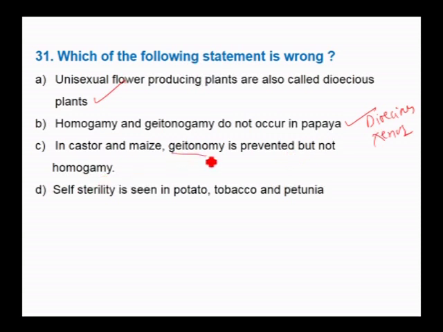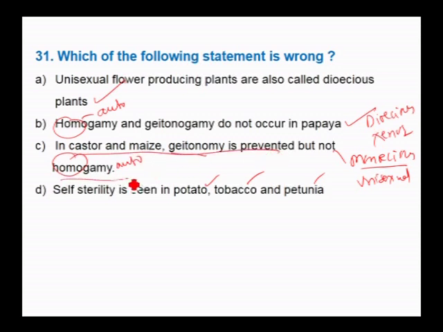See, homogamy or autogamy is prevented but not geitonogamy because these are monoecious. In monoecious plants, you can read homogamy as autogamy, that is pollination within the flower, because they produce unisexual flowers, but the plant is bisexual. Self-sterility is seen in potato, tobacco and petunia, which I discussed in the previous slide. Therefore, this statement is wrong. The correct form is: in castor and maize, homogamy is prevented but not geitonogamy. Therefore, the correct option is C.